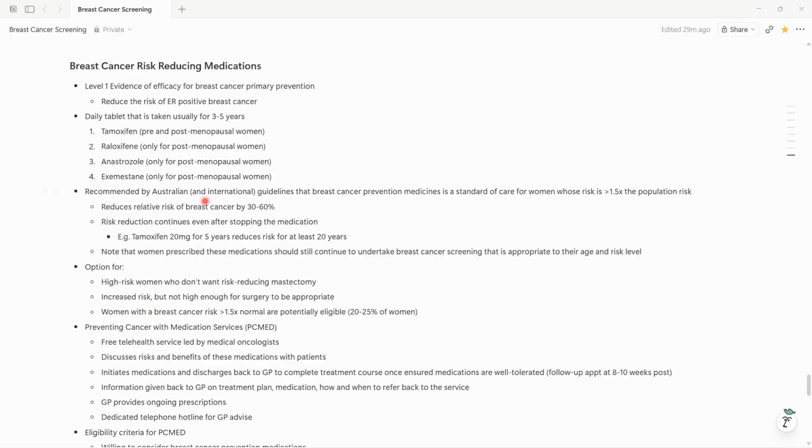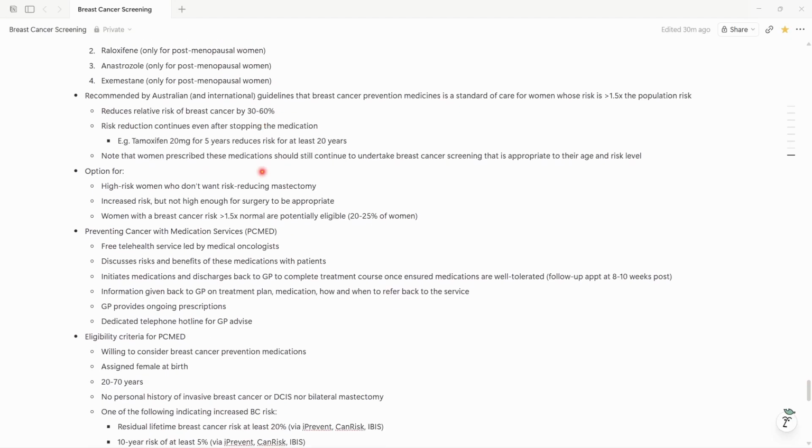Breast cancer risk-reducing medications have a very good, strong body of evidence of efficacy for the primary prevention of breast cancer, more specifically to reduce the risk of estrogen receptor positive breast cancer. It is a daily tablet that is taken usually for 3 to 5 years, and there are 4 different medication options for women, only one of which is available for pre-menopausal women, and that is tamoxifen, which can be used for both pre and post-menopausal, whereas the other 3, raloxifene, anastrozole, and exemestane, are only used for post-menopausal women.